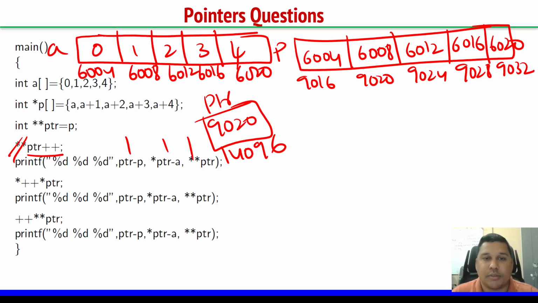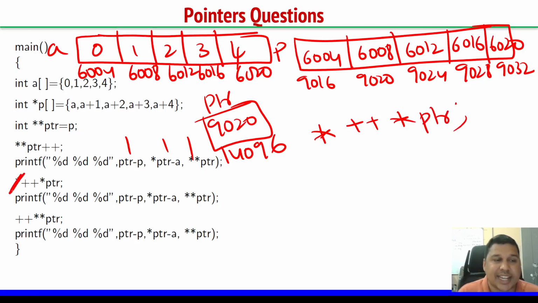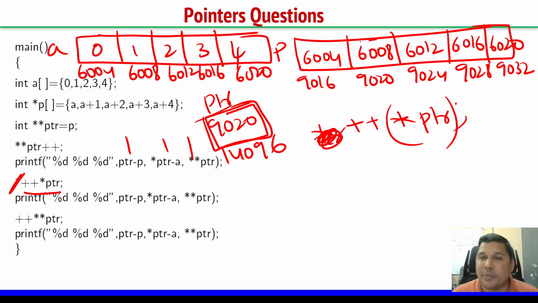Right. The next one. Let us see the second one. It is star plus plus star PTR. It means only this left star can be ignored. So it is plus plus star PTR. So what is star PTR? Since PTR is 9020, star of this will be this 6008. This I have to increment. So this also becomes 6012 now. This value changes to 6012.